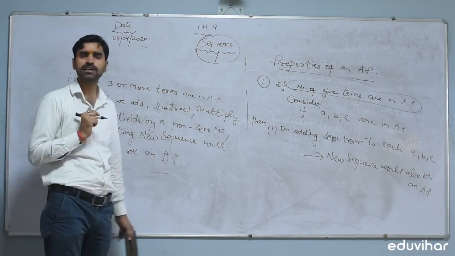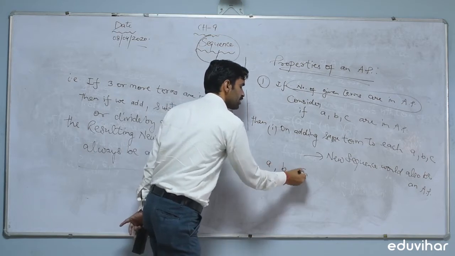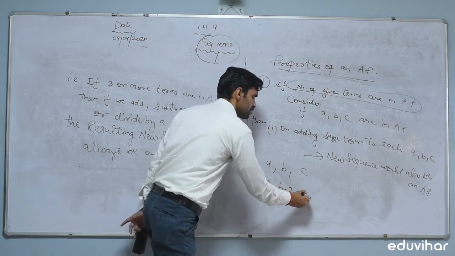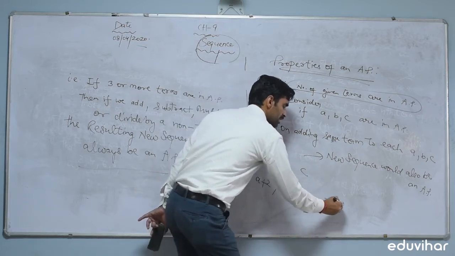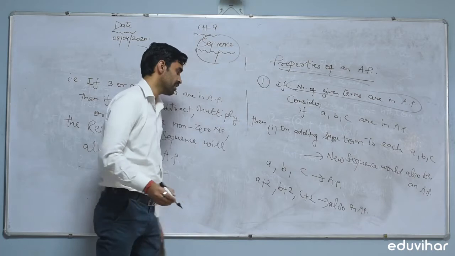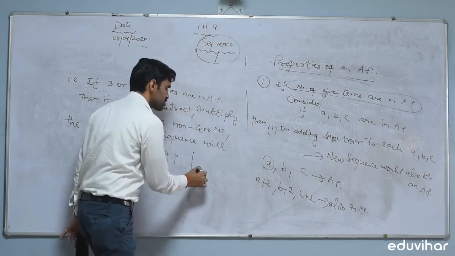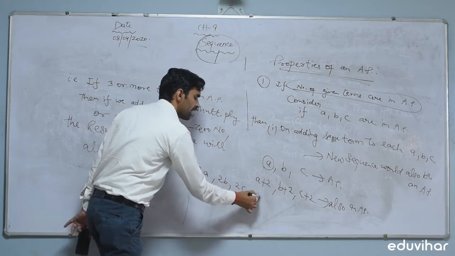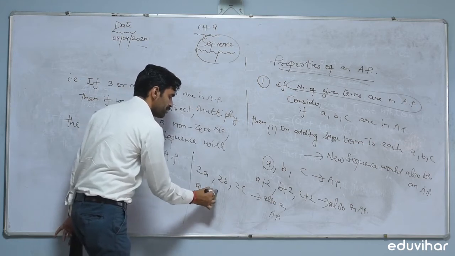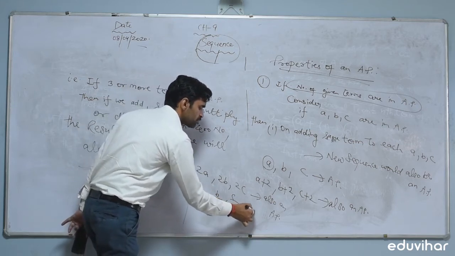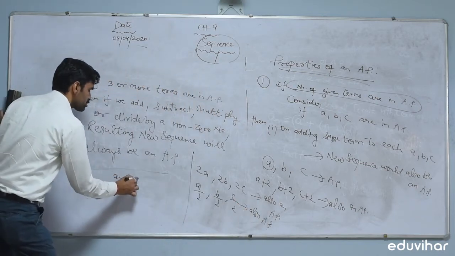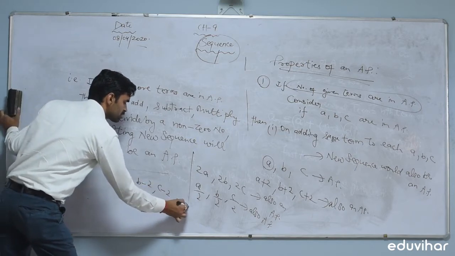It means if we have three numbers, that is A, B, C, and we add 2 to each, A plus 2, B plus 2, C plus 2, it is also an AP. If we multiply each term by 2, that is 2A, 2B, 2C, also an AP. Divided by 2, A by 2, B by 2, C by 2, also an AP. And subtracted by 2, A minus 2, B minus 2, C minus 2, also an AP.